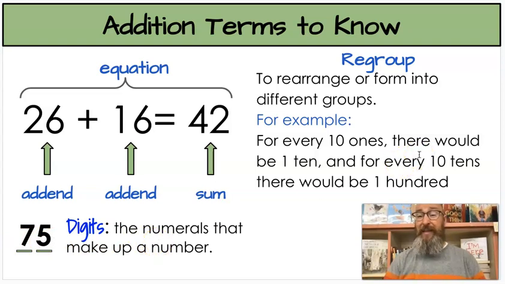Another term we need to understand is regroup. We're going to be using regrouping in this lesson and in the next couple of lessons as well. When you regroup, you rearrange or form into different groups. For example, for every 10 ones, there's 1 ten. For every 10 tens, there's 100. You could also go backward. For every 100, there's 10 tens. And for every 10, there's 10 ones. You need to understand those makeups, because that will help you.